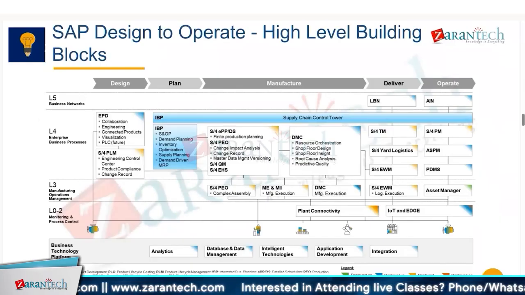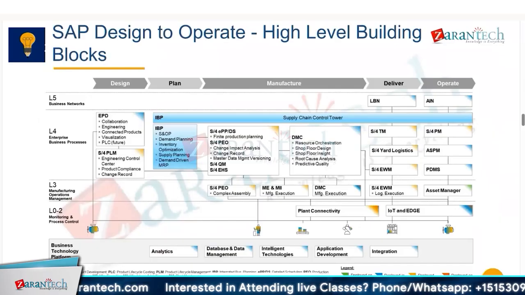So these are the main high level processes of design to operate, starting from the product design, then planning for the product, then actually manufacturing the product, delivering the product, and operating the product. And this diagram, even though it looks very busy, actually talks about the various offerings by the IBP system. This does not mean that any organization would need to install all these systems, but based on their requirements, they can choose the one which best suits them.